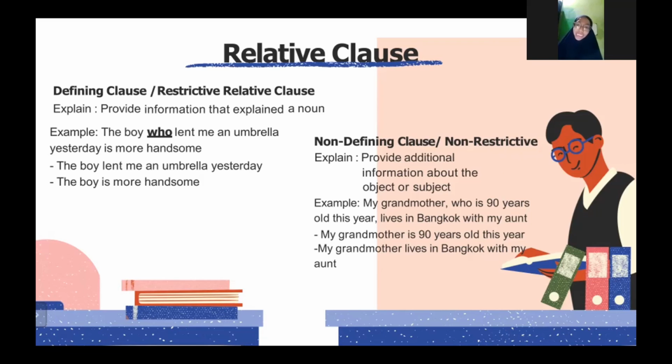Okay, like that. Maybe that's a little explanation for you, Rifma and me, about the relative clause. Okay, I think that's enough for this opportunity, and I hope it can be of benefit to others.